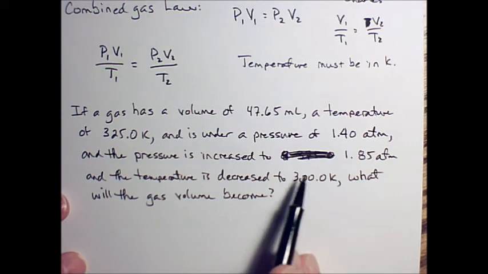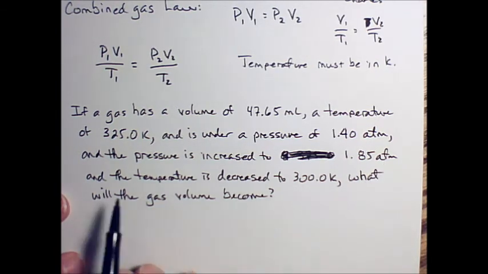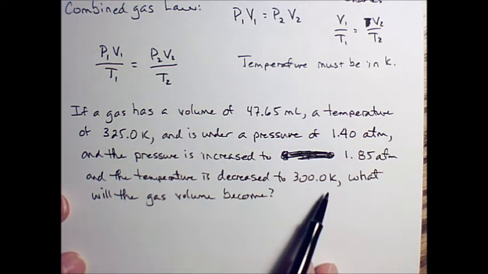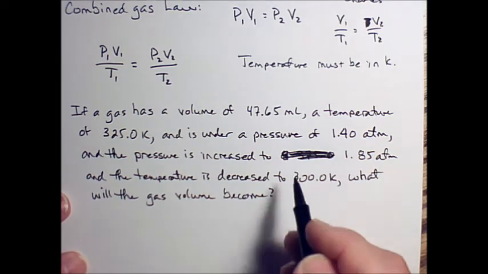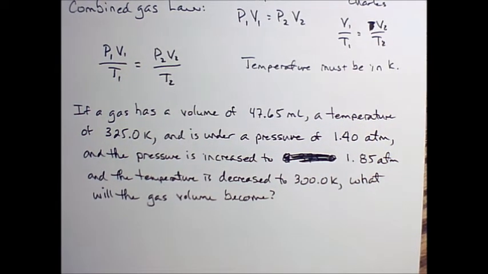And if the pressure is increased to 1.85 atmospheres and the temperature is decreased to 300 K, what will the gas volume become? All right, you're going to solve these problems all the same way. Make your list of knowns and unknowns. Okay. Make your list of knowns and unknowns.